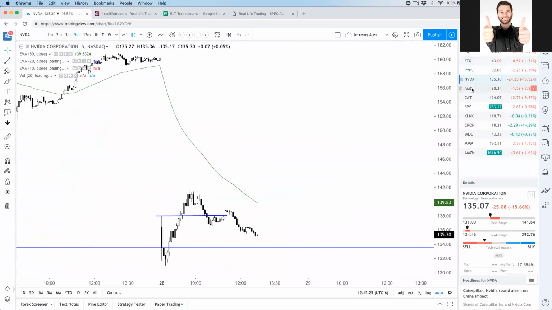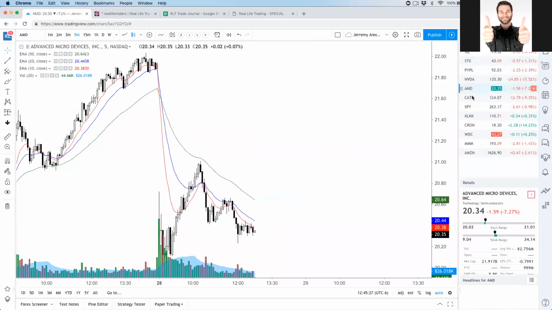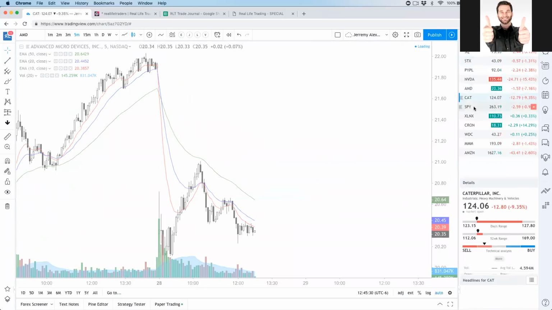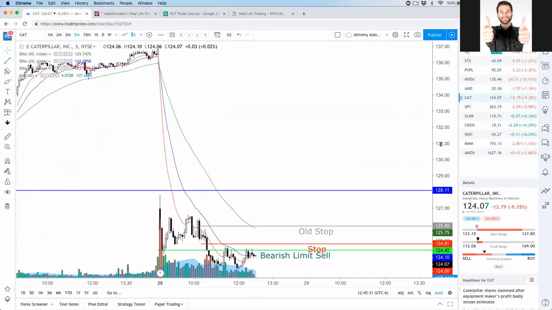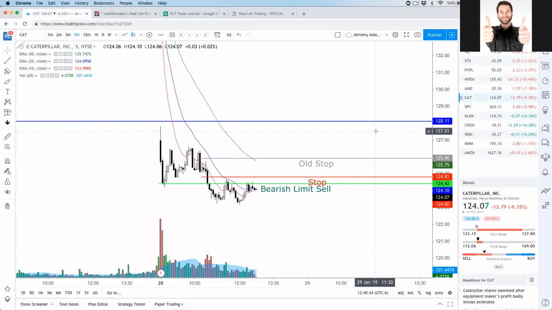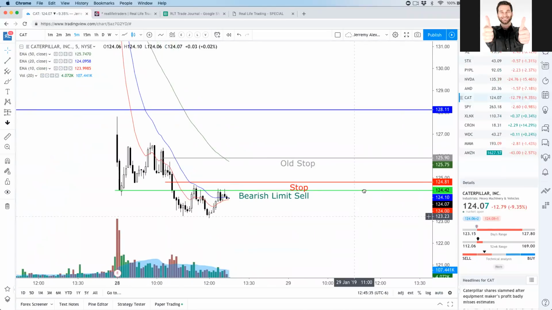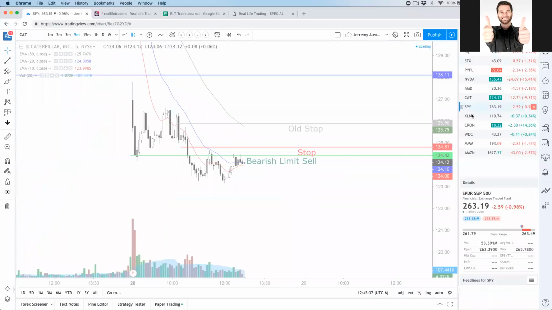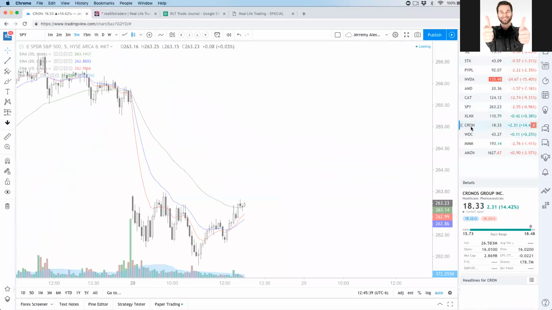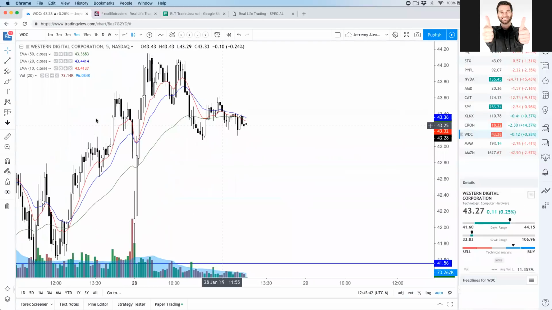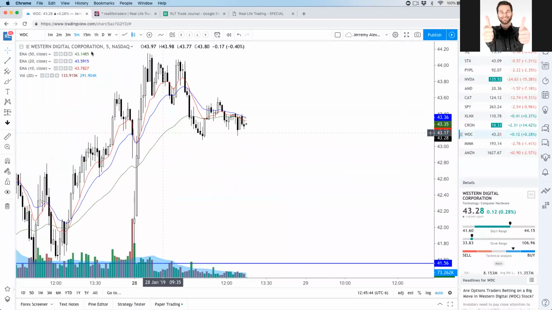And everything other than NVIDIA is just sideways. AMD is really sideways. Caterpillar looks interesting. SPY looks like it's going to keep grinding higher. CRON. Someone was asking about WDC.